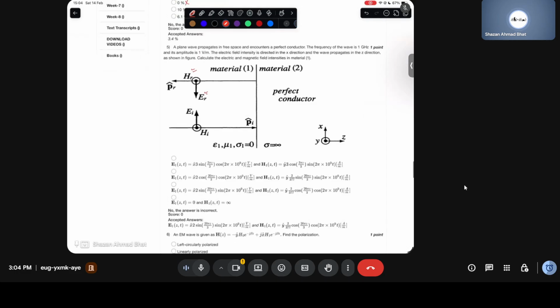So you have a plane wave propagating in free space and it encounters a perfect conductor. So the perfect conductor is here. The electromagnetic wave is coming. So it hits a perfect conductor. Let's say this perfect conductor is a metal. And the essential thing about metal is that it has a huge density of free electrons. And what do the free electrons do? They shield the electromagnetic wave. They don't allow the electromagnetic wave to pass through it.